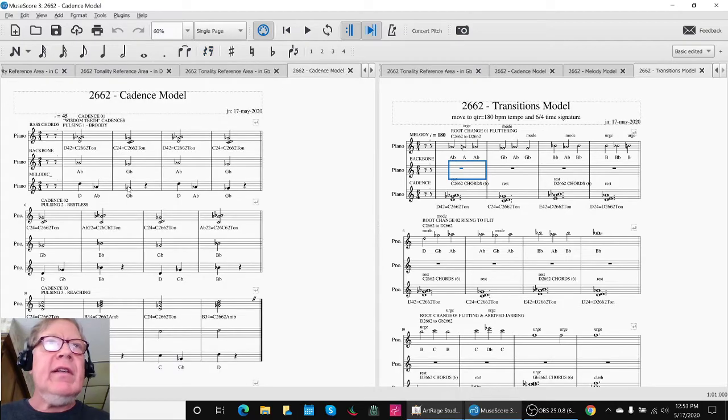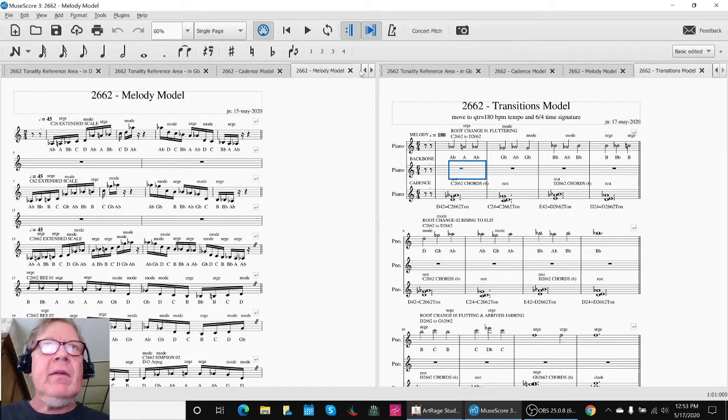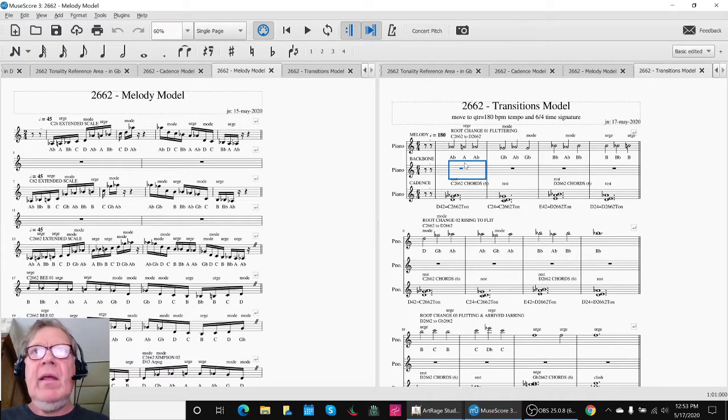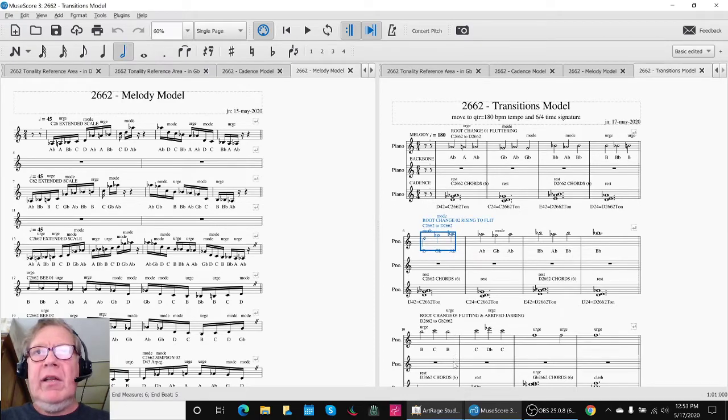So we'll probably end up soon making a story model and use bits and pieces from, oh my gosh, all the cadences we came up with so far, all the melodies we've come up with so far, and of course now all the transitions that we've come up with so far that we were playing today. So let's just close out by reviewing what we have in place. These are our root change elements today. This is a fluttering, a rising to flit, and a flitting and arrived jarring.